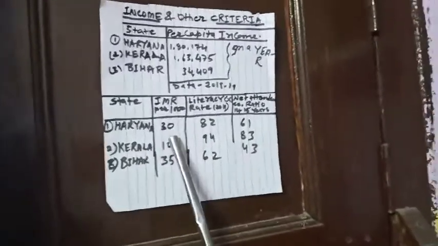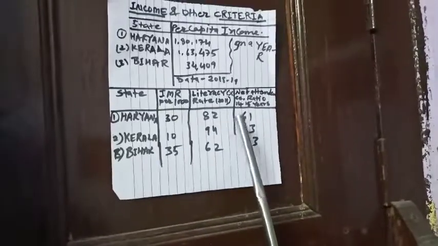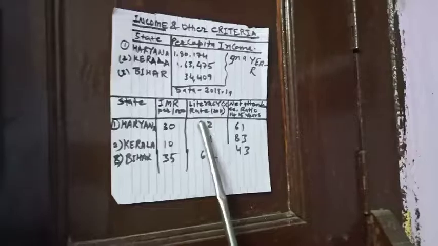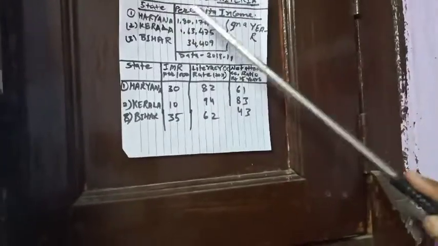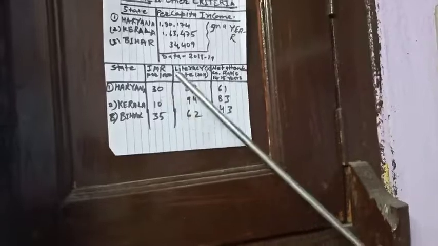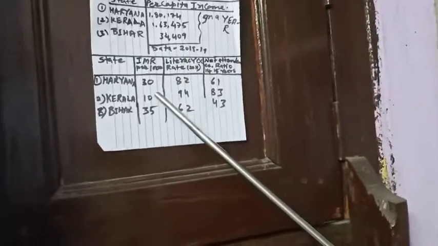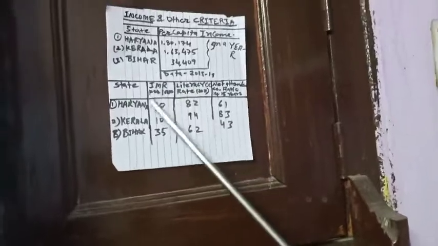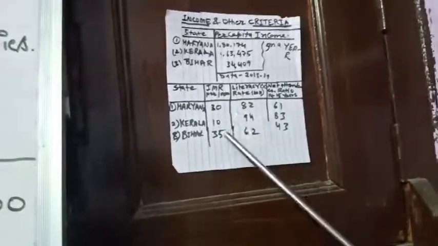Here we find that in Haryana, the infant mortality rate is 30, whereas literacy rate is 82% and net attendance ratio is 61. Even though the per capita income of Haryana is 1,80,174, however, the infant mortality rate is 30. 30 means out of 1,000 newly born babies are unable to celebrate their first birthday. So the infant mortality rate is very high.